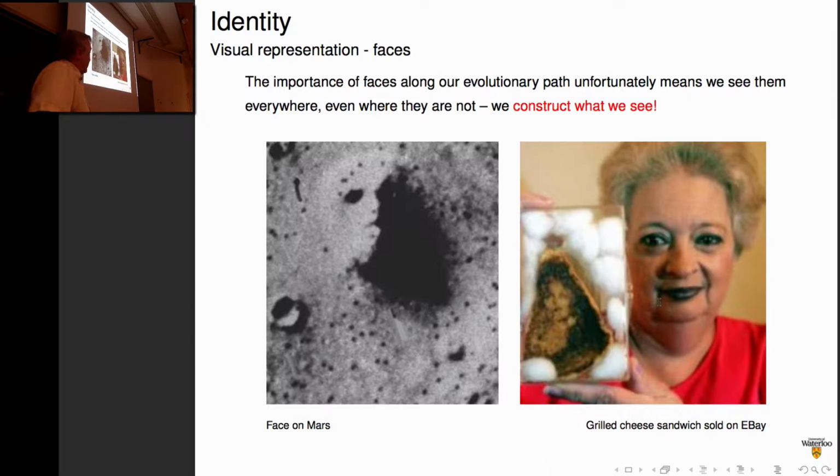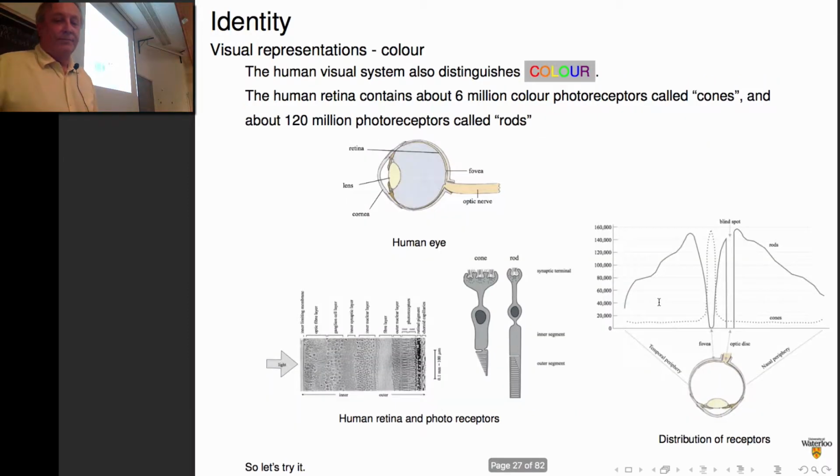Now on the right, this was a grilled cheese sandwich that this lady claimed. I think that's supposed to be, what's her name? Mary, right? The Virgin Mary has appeared on the grilled cheese sandwich. I look at it, it looks a little more like Marlene Dietrich to me. But this woman sold this as some miracle that had happened, that Mary had appeared on the sandwich, so she sold it on eBay for a considerable amount of money. So we construct these images, whether they're there or not.